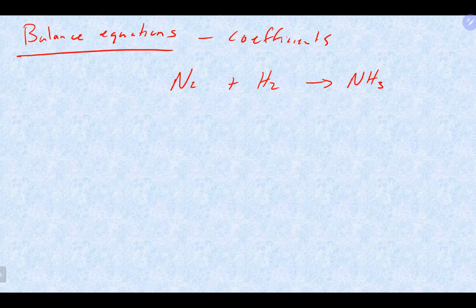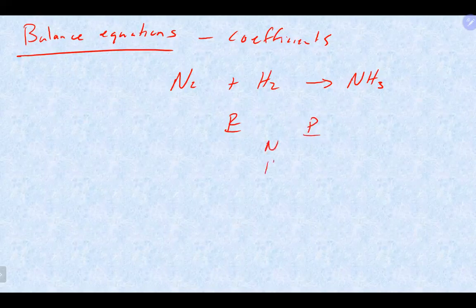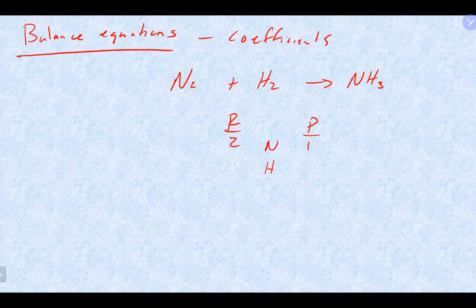There's a couple different ways you can balance equations, but sometimes it's helpful to make a little table just to see how much of each thing you got. So on the left-hand side, we have 2 nitrogens. Right-hand side, we have 1 nitrogen. Left-hand side, we have 2 hydrogens and 3 hydrogens on the right-hand side. It sometimes gives you a good place to start.